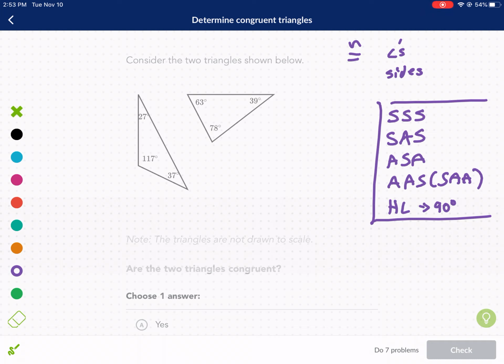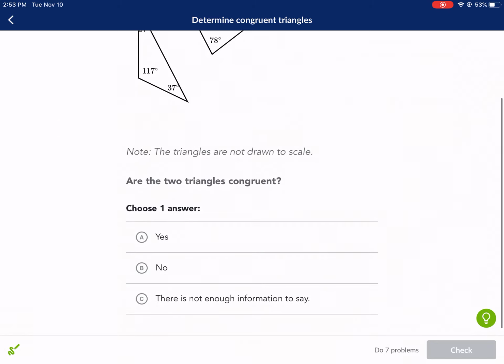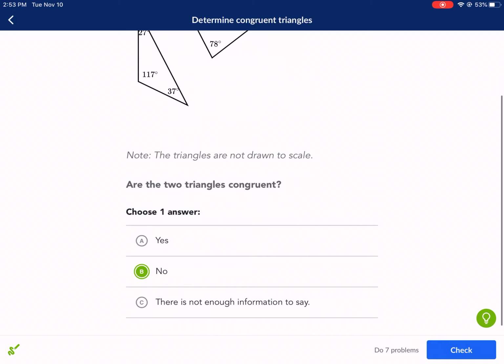Now, as we look at these two triangles, this blue one and this purple one, we notice they're just given a bunch of angles and they're not even close to being equal. Plus, AAA, angle, angle, angle, isn't even one of the postulates. So it is definitely not congruent. So we're going to put no. It is not congruent because the angles aren't even close.